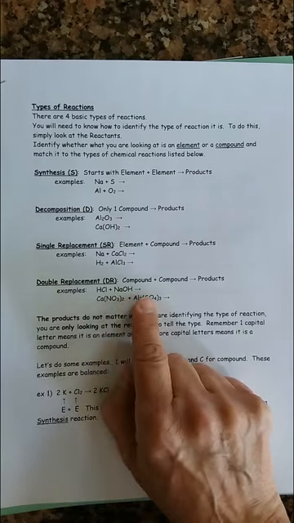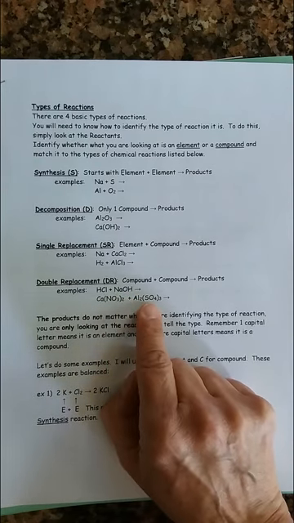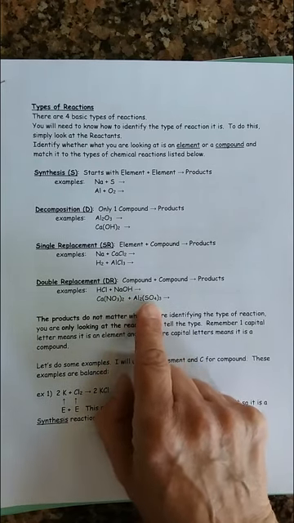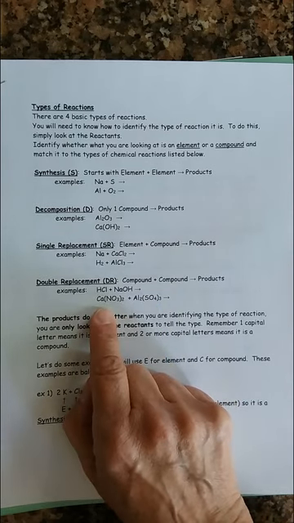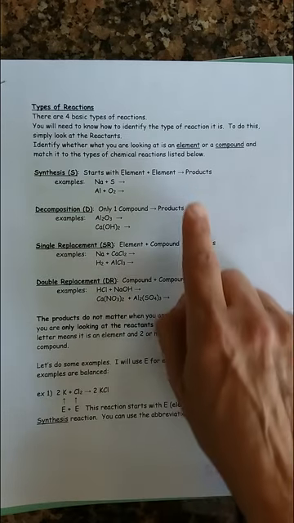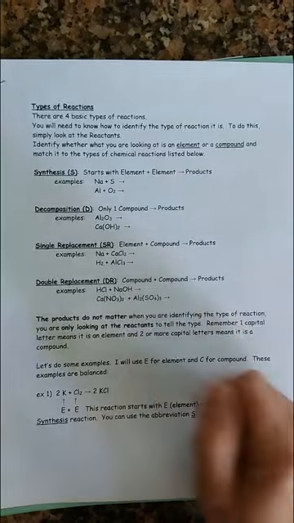And that's how you tell. You're looking at each part, but you're only looking at what comes on the left side of the arrow, what the reactants are, not the products. That's why up here I didn't even write down what you would have.